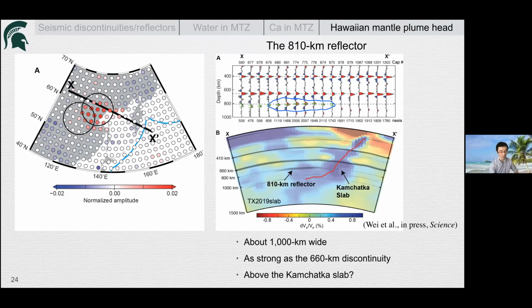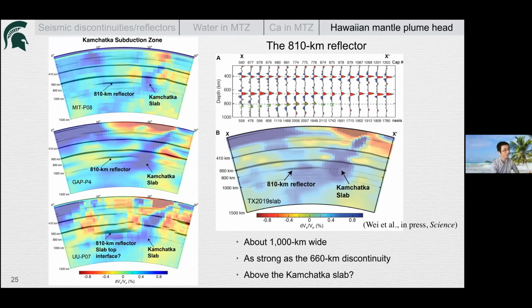So interestingly, you can identify that this is reflected right above the slab surface. Is that the reason? Is that the cause of this reflector? Well, I will say every global tomography is the best. I don't want to discriminate among them.